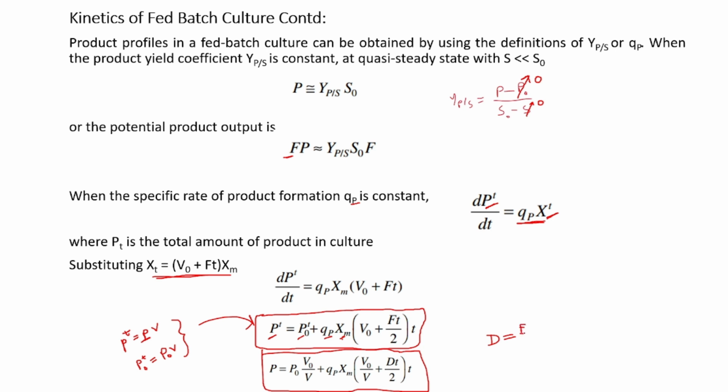So these two expressions are very, very useful for calculating product. If someone asks you to calculate the final amount of product, you will use the first equation. If someone asks you to calculate the final concentration of product, you will use the second equation. In the subsequent lectures, we will see more on types of bioreactors.